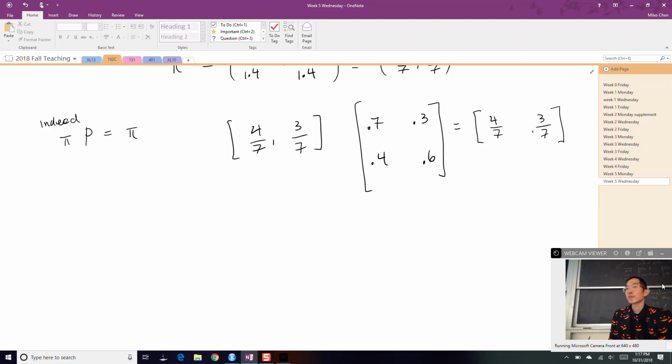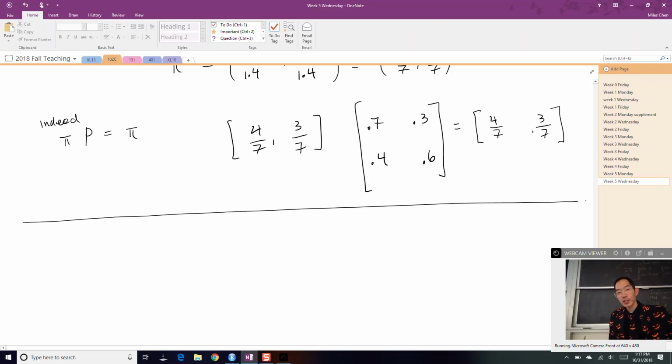Okay? All right. And so all to say is that we can take the eigenvectors of the transition matrix, or the transpose of the transition matrix, and get its stationary distribution. And the ergodic theorem says that no matter where you start, it will converge to the stationary distribution, okay?